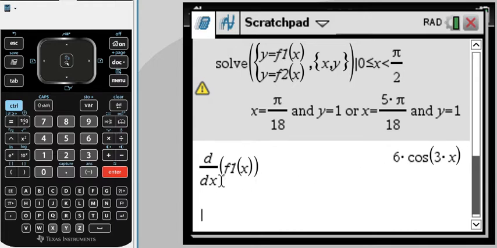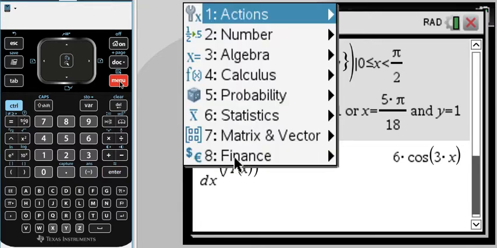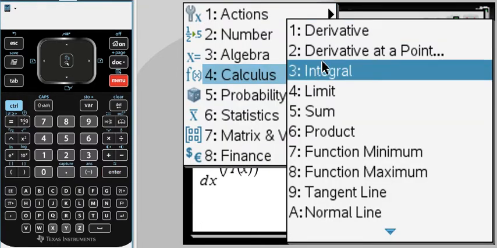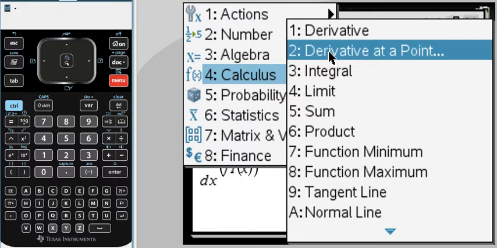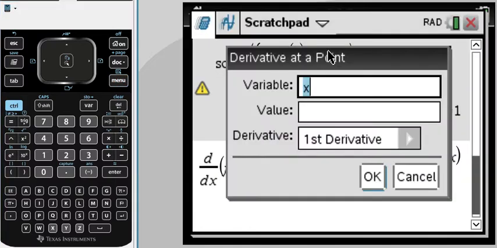If I wanted to find the derivative at a point, it's a similar process, but I'm going to have to enter some more information. So that's going to be at the menu, calculus, and you see this derivative at a point. Let's suppose I want to know what the derivative value is at pi over 3. So I'll hit derivative at a point. Now it's going to prompt me for some things. I have x, which I want, and I want to find the derivative at pi over 3.